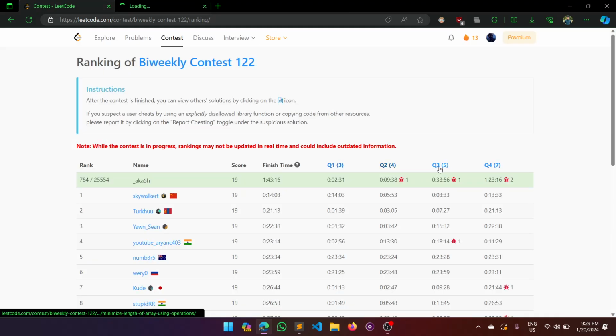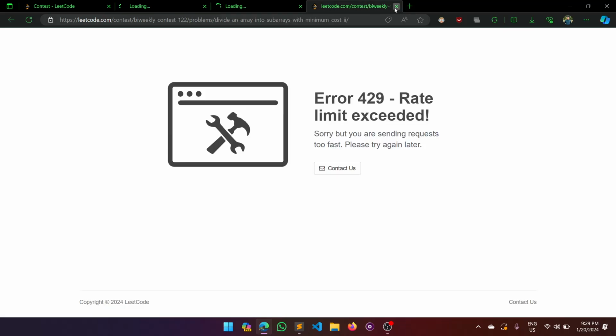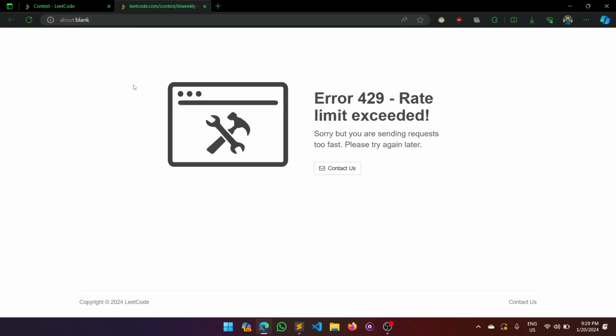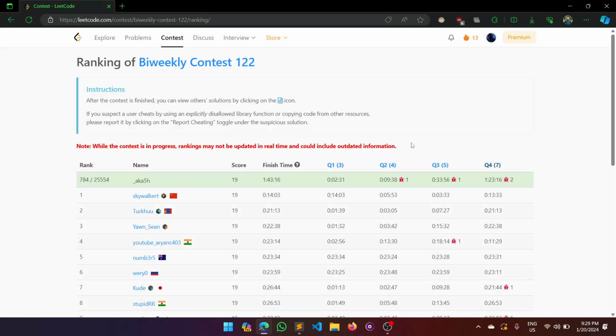Moving to the second problem. Hopefully it loads. This problem, I mean, yeah, it was kind of interesting, but more of an easier side.